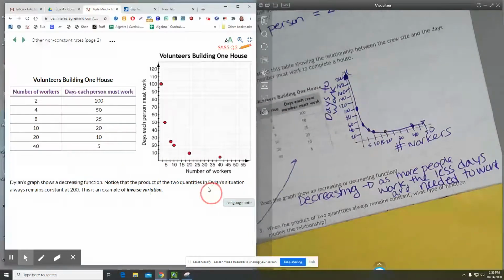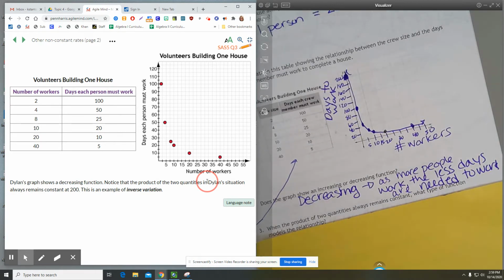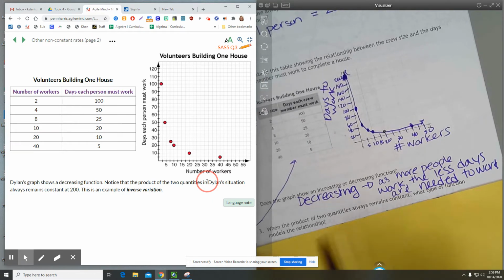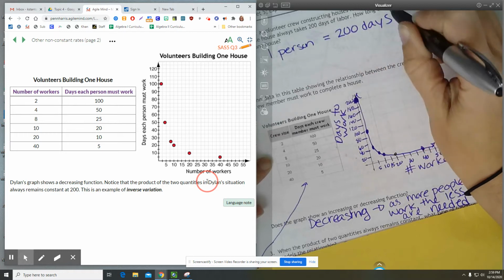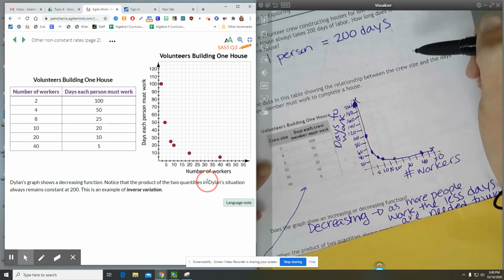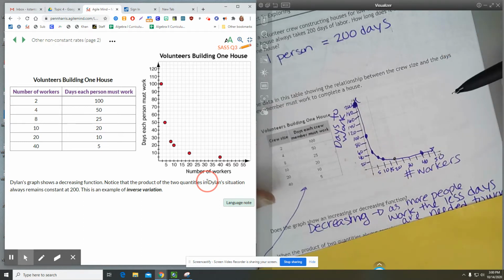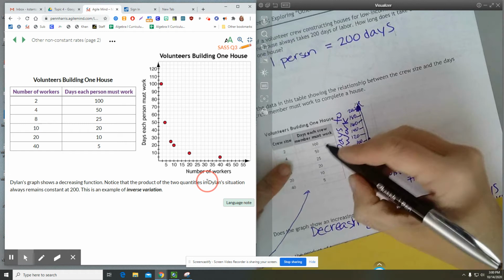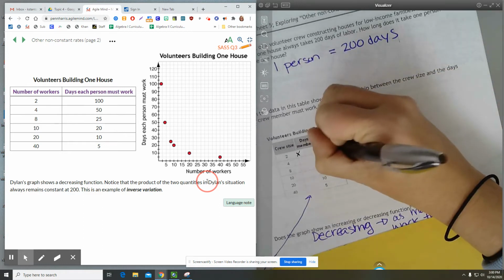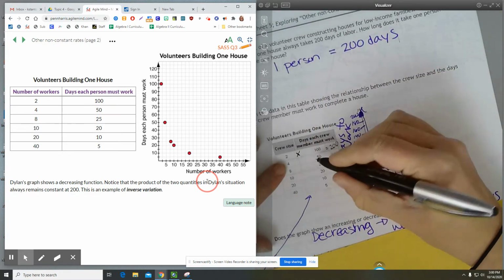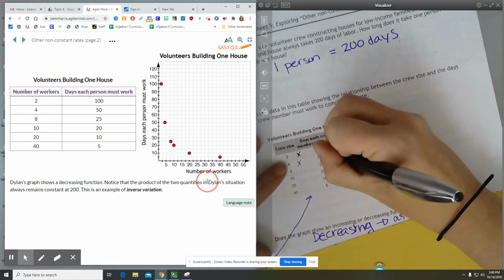Again, guys, this is what we talked about, the graph that we just had there. What they ask us is: when the product of 2 quantities remains constant, what type of function does this model? Well, before we even get to that, let's go back to our chart. We know that it always takes 200 days total, with 1 person working. It's a 200-day process. So with 2 people working, that's 100 days for each person. If we multiply those together, that gives me the 200.